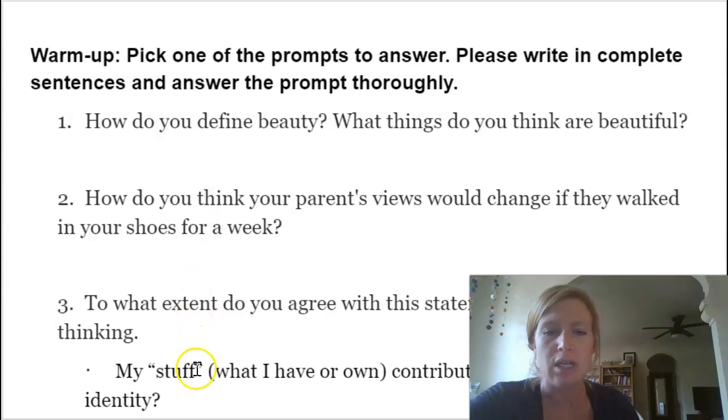And then the last one: my stuff, what I have or own, contributes to how I define my identity. You were asked to either agree or disagree with that. When you think about that, some people might have different perspectives on how they define themselves or how they identify, especially how material objects play into that.